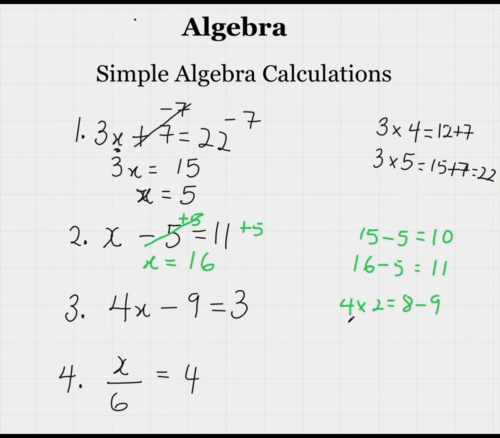Now let's guess x to be 3. 4 times 3 gives us 12. Now 12 take away 9 gives us 3. And so it means x is equal to 3.